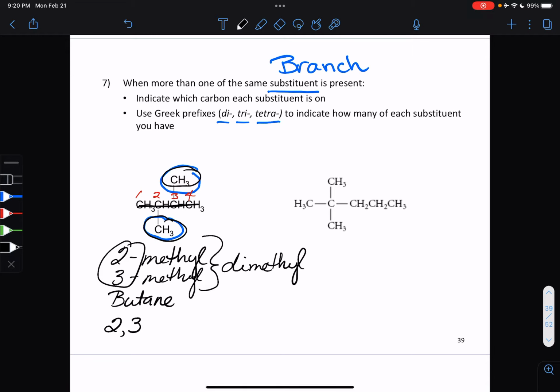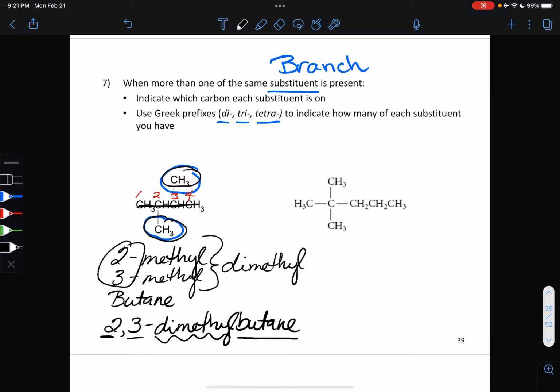So remember, when we have a number and a letter together, we put what between those? We put a hyphen between those in the name for molecules. So here we're going to have 2,3-dimethylbutane. So you have a 4-carbon continuous chain, and you have 2 methyls that are hanging off of that 4-carbon continuous chain. Where are they located? Well, one of them is located on carbon 2 and the other one is located on carbon 3.